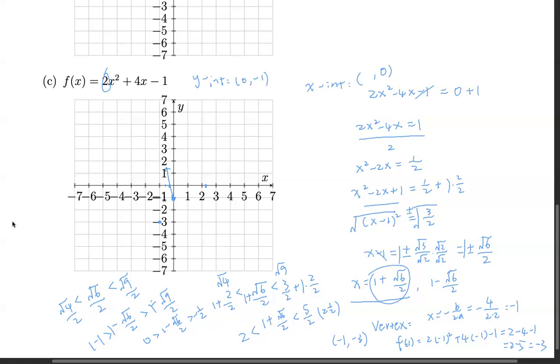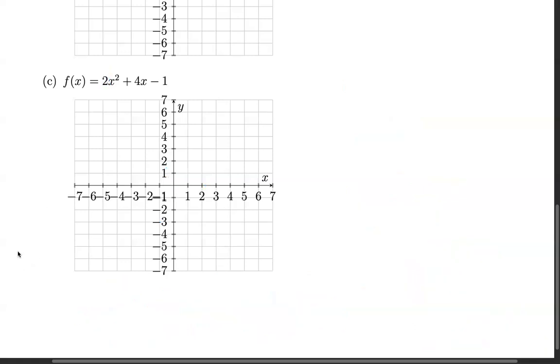Okay, you know what? Let's redo this. So the y-intercept is the easiest one. It's a 0, plug in 0. Right? This would be 0, this would be 0, left with a -1. So (0, -1). That's our y-intercept.